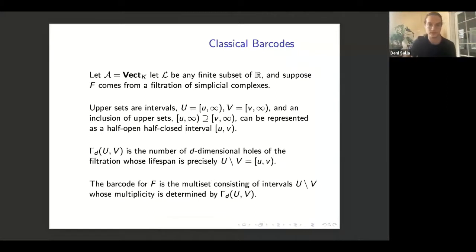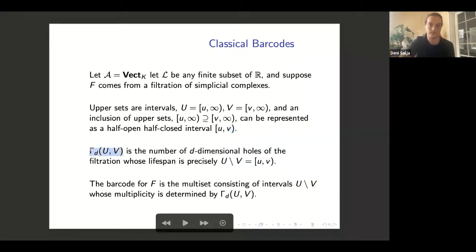And how does this compare to the classical case? Well, if you consider your abelian category to be like vector spaces over some field K, and your lattice to be a finite subset of the real numbers, and if you suppose that F is coming from a filtration of simplicial complexes, then your upper sets are intervals that are closed on the left and then infinite on the right. An inclusion of them can be thought of as an interval that's closed on the left and open on the right.